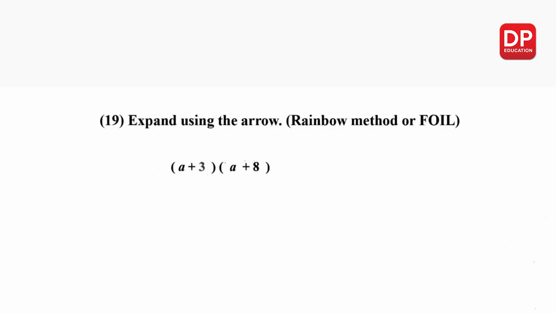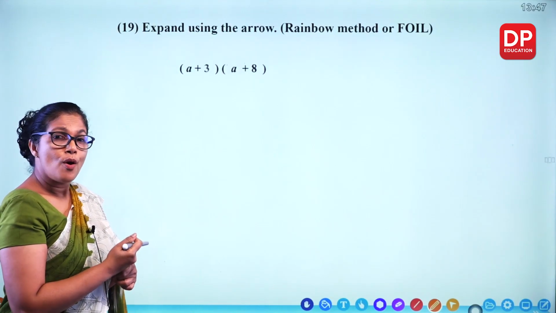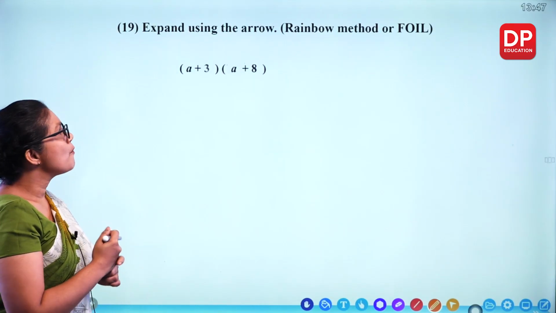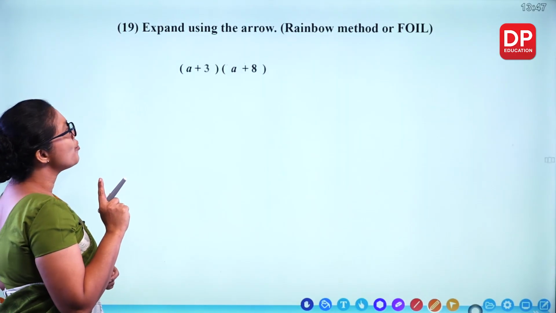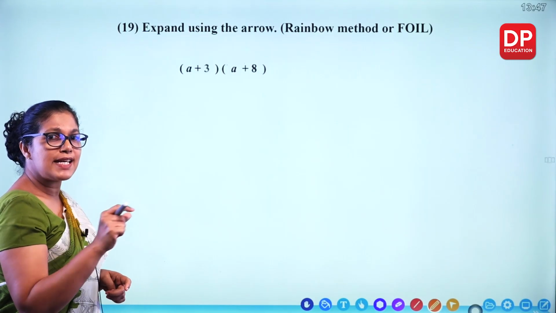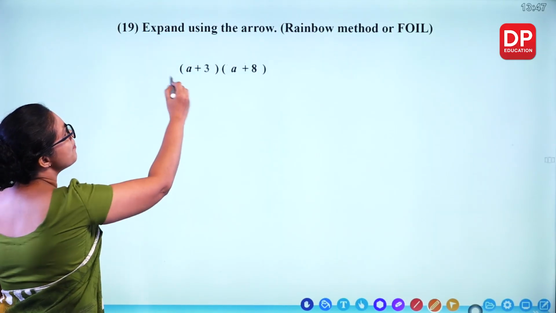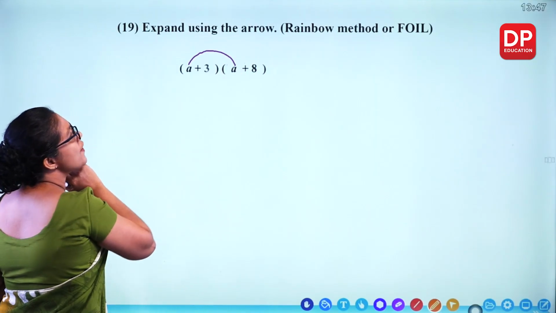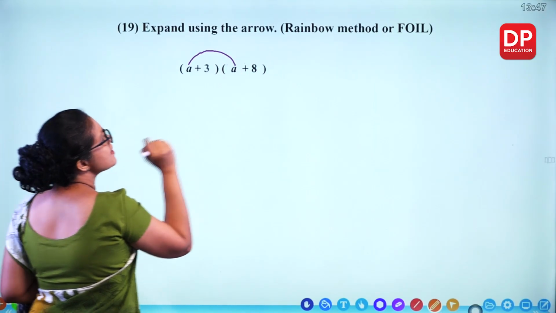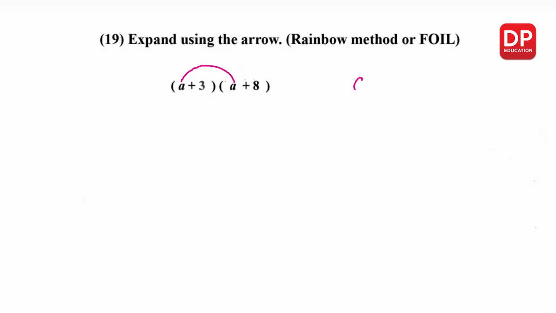Question number 19. Expand using the arrow. Now we'll use another method. We call it rainbow method or FOIL. So I'll show you how to do that at once without writing separate brackets. This one, first with first number. So that's F, a into a. That's a squared. That's F, first with first. That's the arrow number 1.